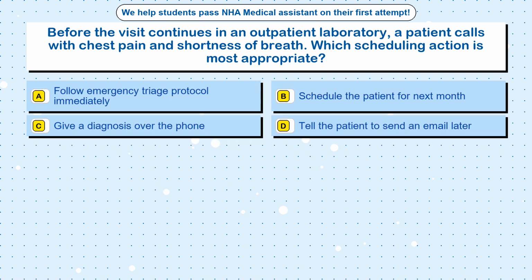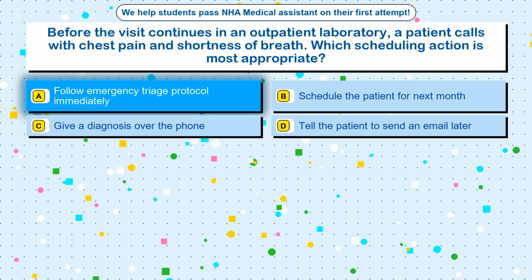Question 20. Before the visit continues in an outpatient laboratory, a patient calls with chest pain and shortness of breath. Which scheduling action is most appropriate? Option A. Follow emergency triage protocol immediately. Option B. Schedule the patient for next month. Option C. Give a diagnosis over the phone. Option D. Tell the patient to send an email later. The correct answer is option A. Follow emergency triage protocol immediately.